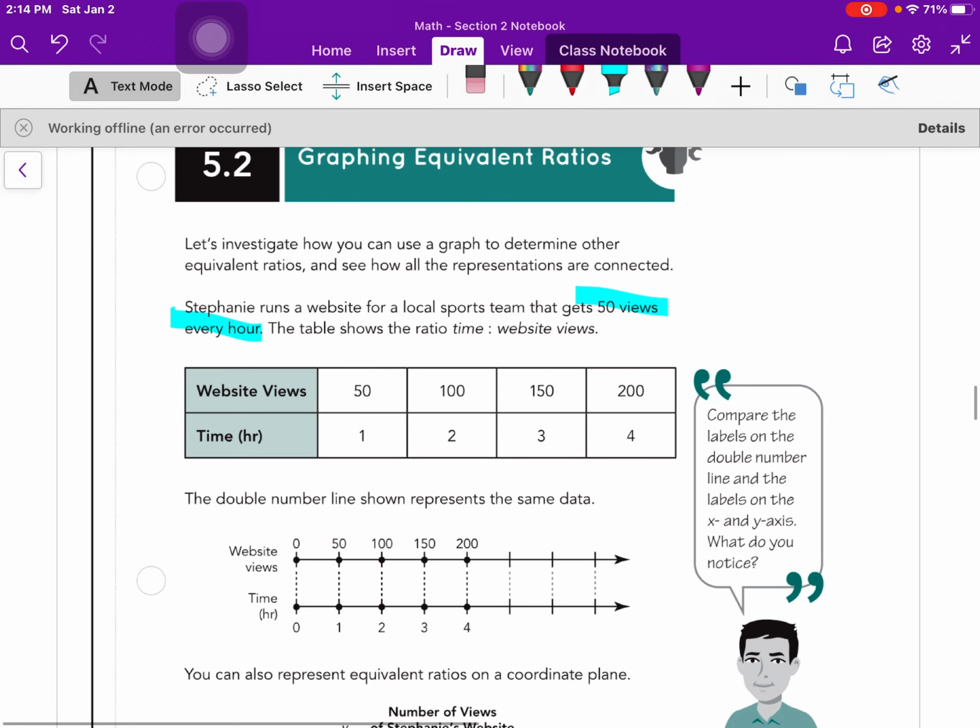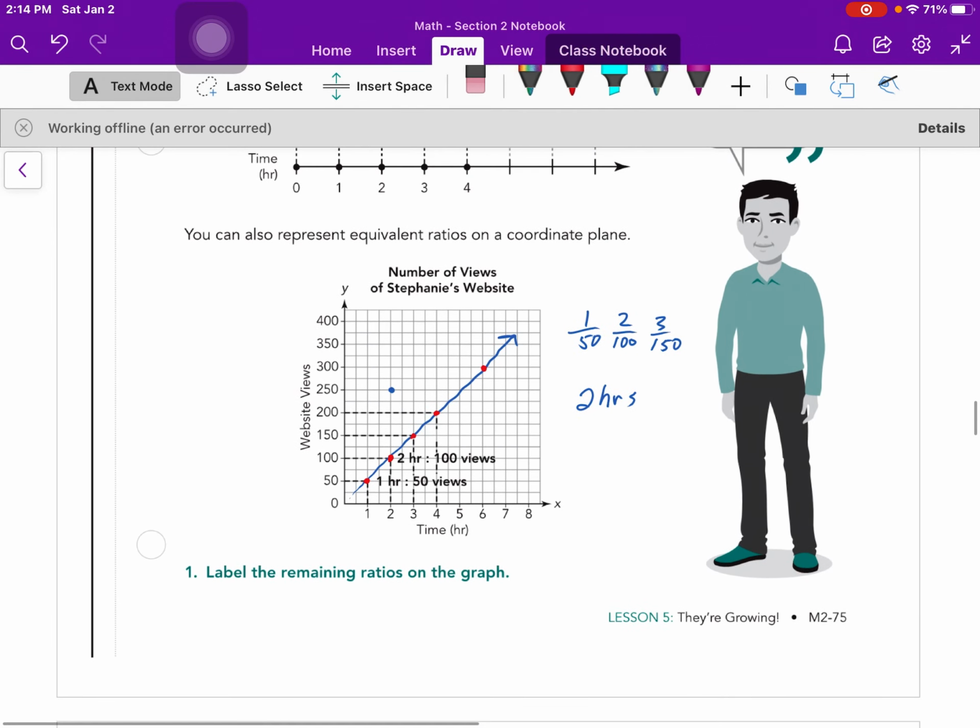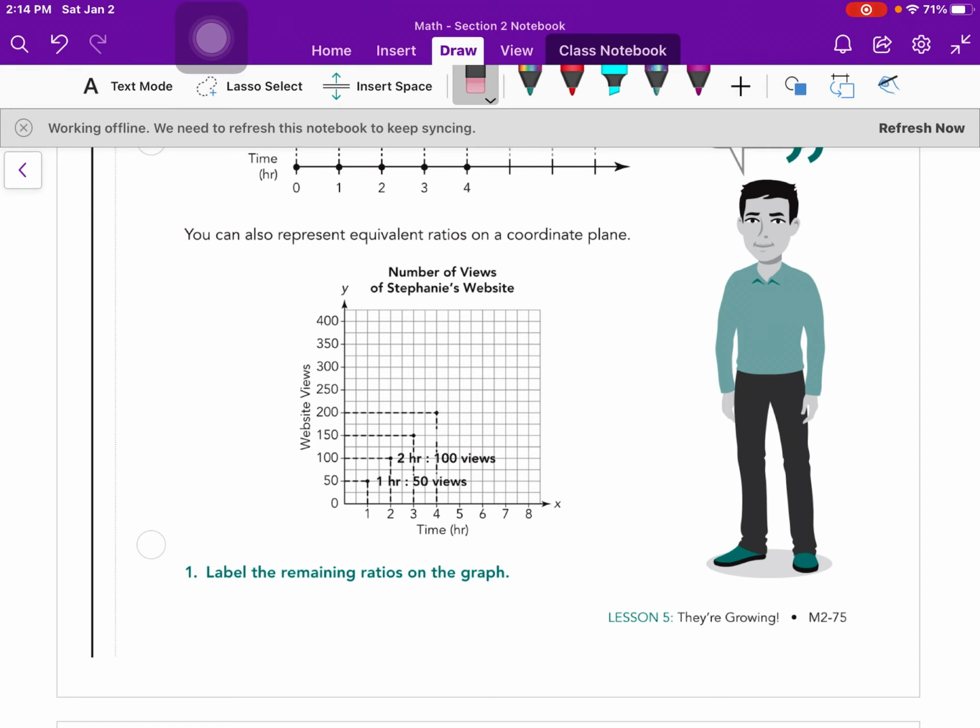So we could take each of these and treat them like plotted points, ordered pairs that we could put on our graph. All right, so let's see what that looks like. We've got 50 to 1 was the first one. So when we do that, we'd go 1 and 50, and we'd plot our point right there. 2 to 100, we'd plot that point. 3 hours, you get 150 views, and 4 hours, you get 200 views.